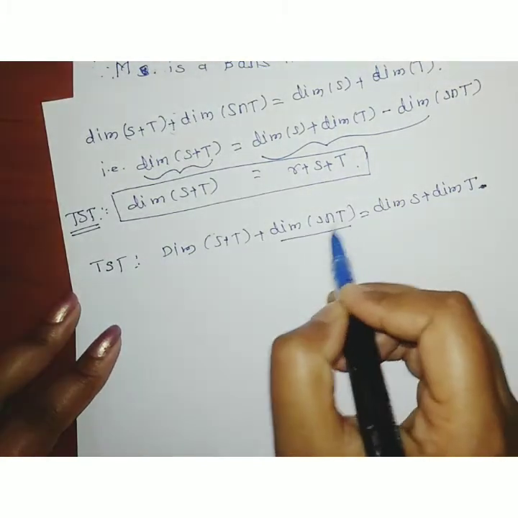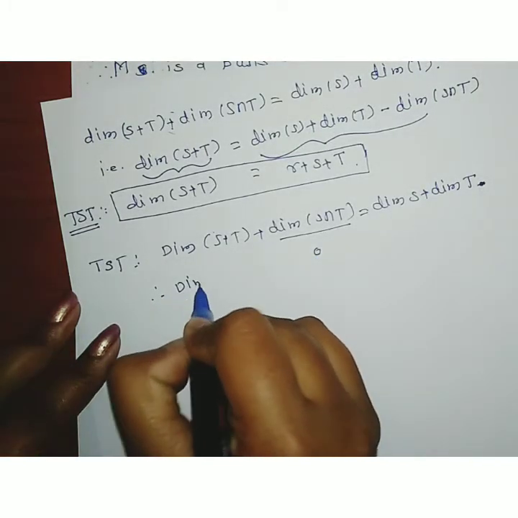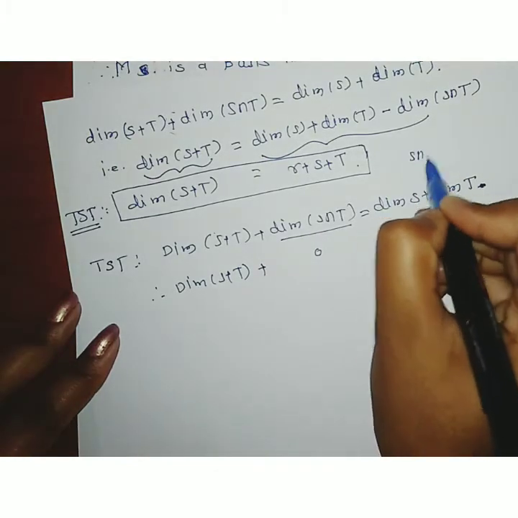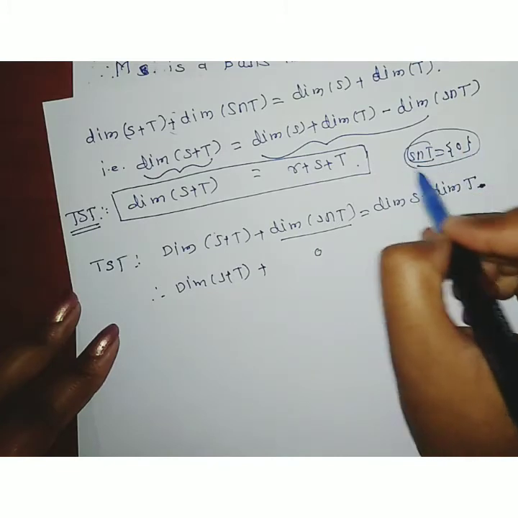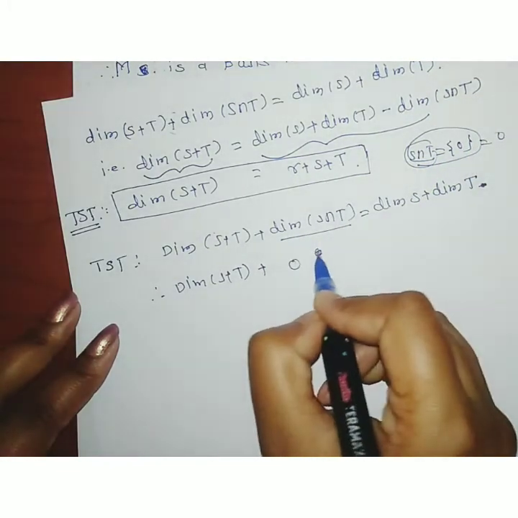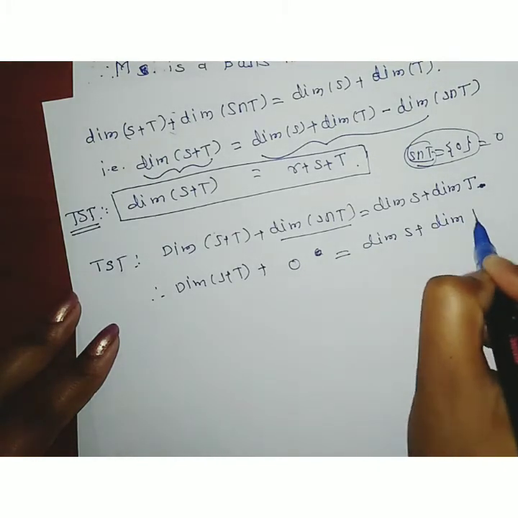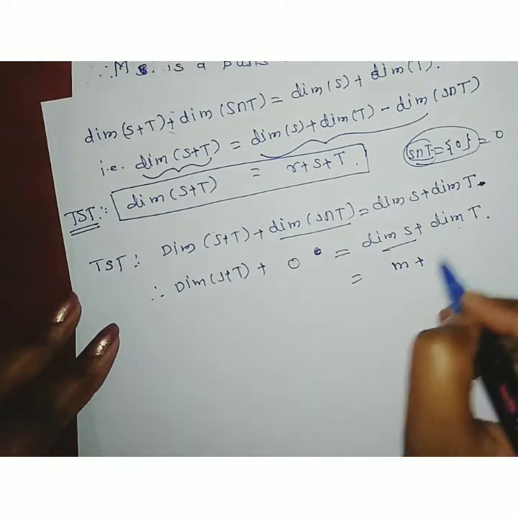Now here, dimension of S intersection T, what? Here dimension is 0, since S intersection T is equal to the singleton 0. Consider this case, therefore its dimension must be 0. Therefore put dimension of S intersection T equal to 0, which is equal to dimension of S plus dimension of T.